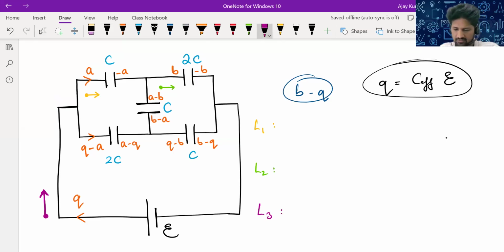If you write KVL equations, you will get three equations involving charges A, B, and Q. Then you'll have to solve those equations for Q. That means you have to eliminate A and B from the equations. And then Q by E will give you the effective capacitance. So do this carefully. I'll give you all 3 minutes exactly. Try to find out the effective capacitance.